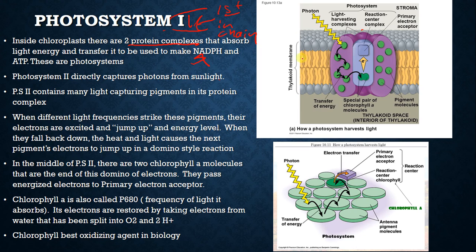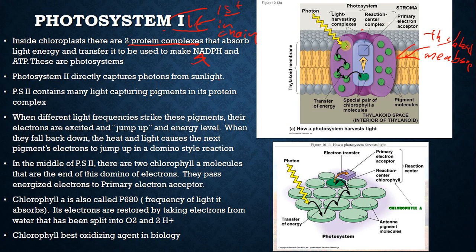So here is photosystem 1, a protein complex, inside the thylakoid membrane. And each of these green dots are different light-capturing pigments. So, different pigments that absorb different frequencies of light, and their electrons get excited and move to a higher energy state. When different light frequencies strike these pigments, it causes the electrons to jump up to a higher energy state and then fall back down.